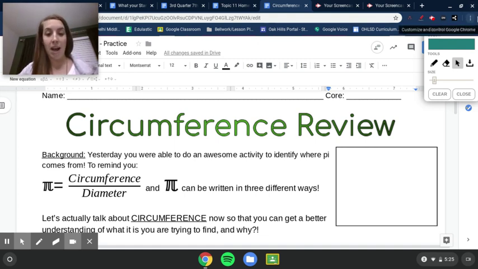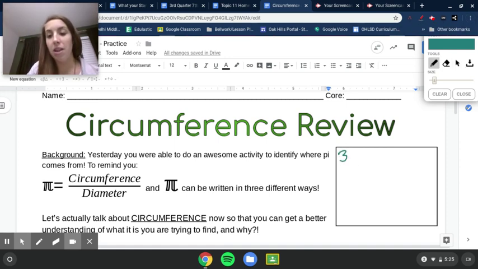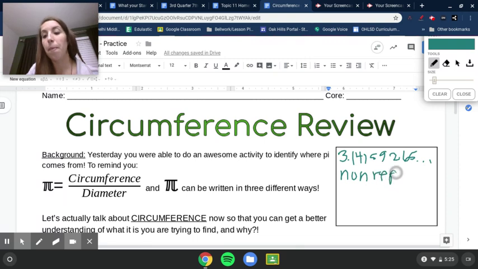What we're going to do now is remind you of the three different ways that we write pi. You'll first see the standard way of writing pi, which is 3.14159265, and it goes on and on. In fact, we can't ever really write pi because it's a number that goes on and on, and something awesome about it is that it's non-repeating. People have tried to find an end to pi, but it's infinite, so it doesn't end.